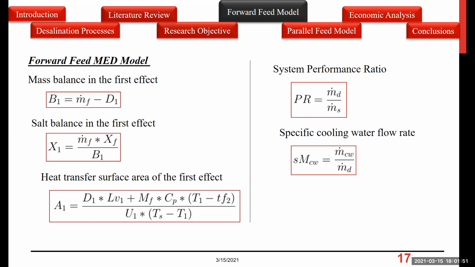If we are assuming constant area, then if you are talking about 8 effects, then the area of the 8 effects are going to be 8 times A1. The performance parameters for these units are given in terms of the performance ratio, m dot distillate over m dot of steam, and the specific flow rate of the cooling water. It's m dot cooling water divided by m dot distillate, yes.